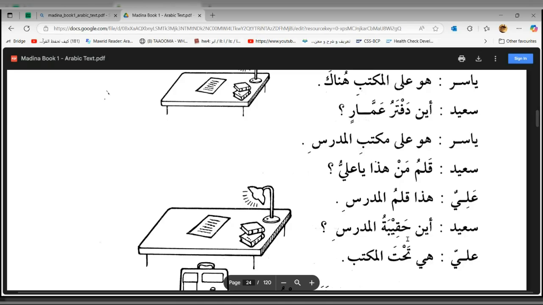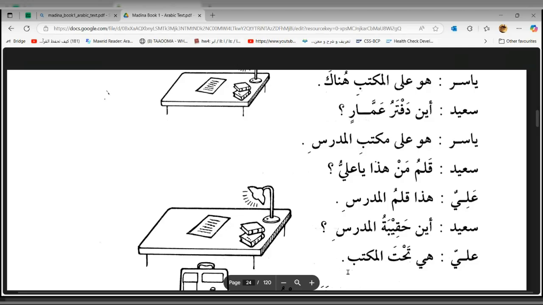Okay, then Sides asks another question. Aina haqibatul mudarrisi? Where's the teacher's bag? And then Ali says, here, tahta al-maktabi. It is under the desk. Now here another word is introduced, which is tahta, which means under. So here tahta al-maktabi, it is under the desk.